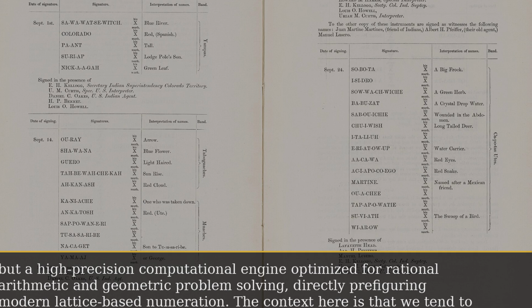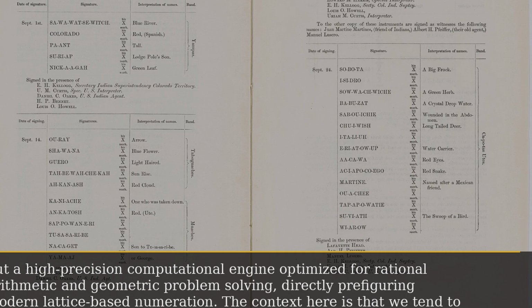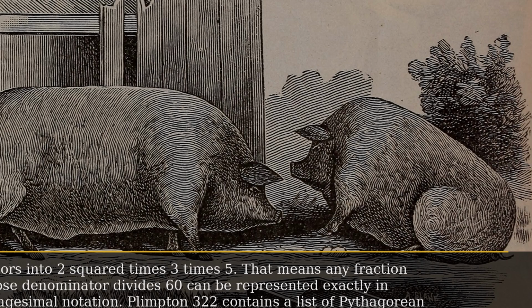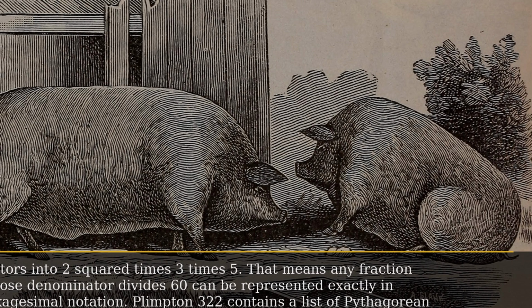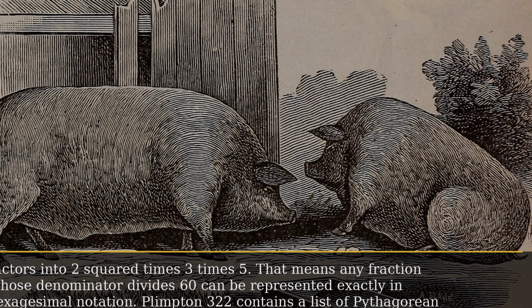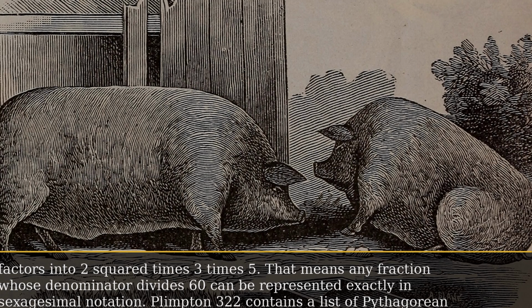The context here is that we tend to think of ancient mathematics as crude or approximate. But the Babylonians chose a base of 60, which factors into 2 squared times 3 times 5. That means any fraction whose denominator divides 60 can be represented exactly in sexagesimal notation.